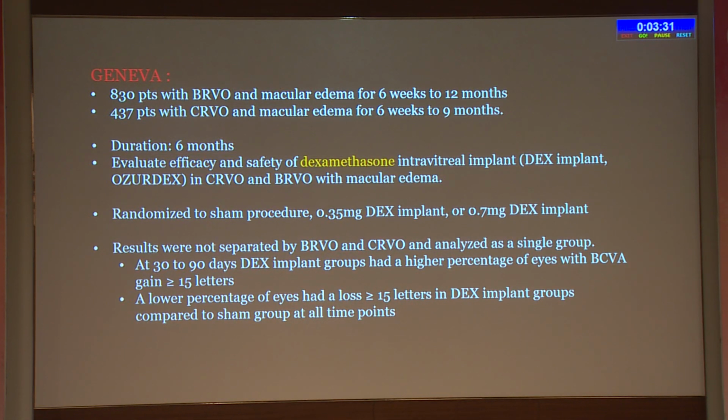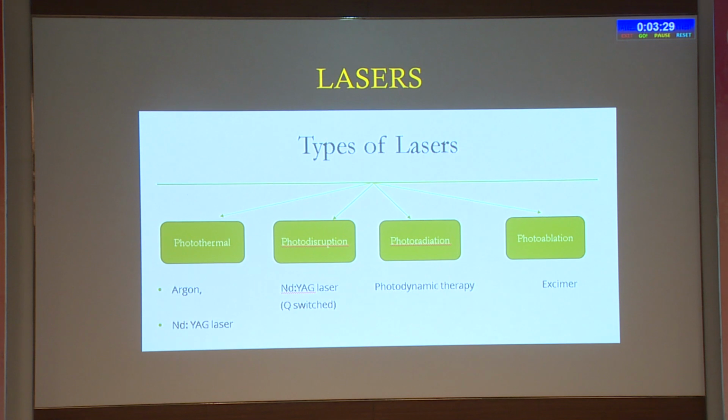That was the Geneva study, which gave us that for venous occlusions. And then those are the two implants that we currently have. We also have the fluocinolone, but it is not so commonly available. Then comes the last thing that we have, which is actually the first weapon we had, which is the lasers.